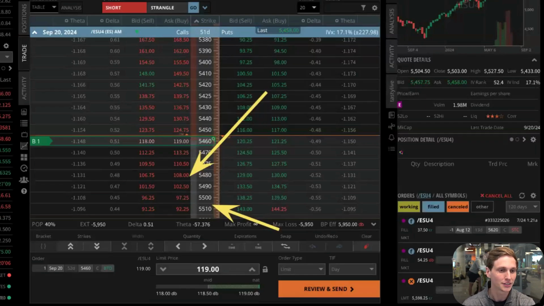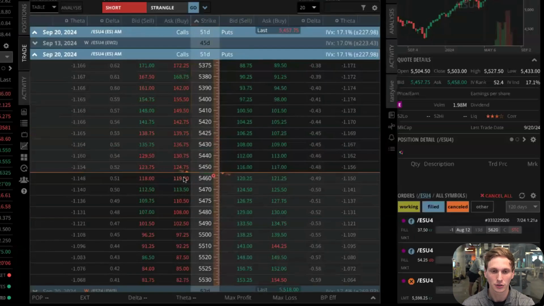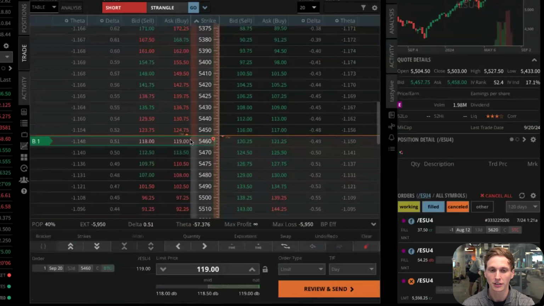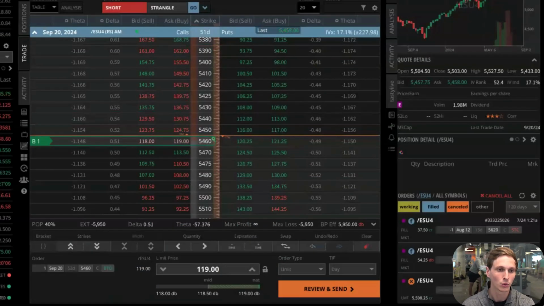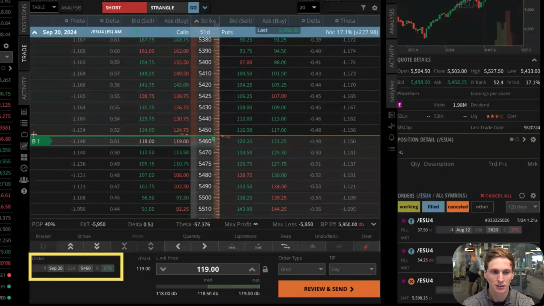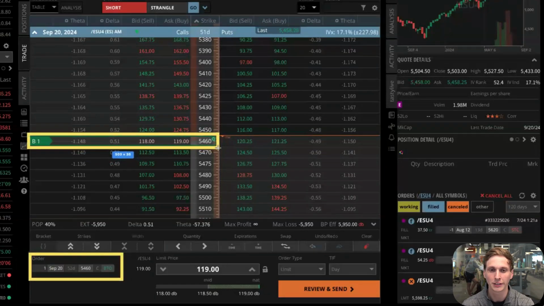And you'll notice that our order ticket down here updated. So I'll clear out this trade. I'll show you how to do that again in just a second. But clicking on the ask price on our strike, we now have an order ticket to buy a long call option. We'll see that down here. We'll also see the line item here, and that green B1 is we're buying one contract.